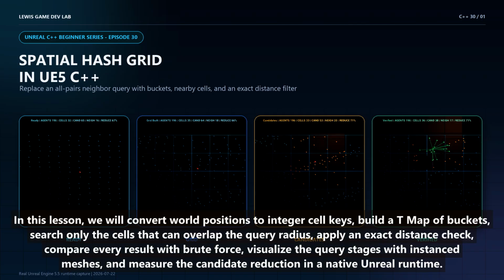In this lesson, we will convert world positions to integer cell keys, build a TMap of buckets, search only the cells that can overlap the query radius, apply an exact distance check, compare every result with brute force, visualize the query stages with instanced meshes, and measure the candidate reduction in a native Unreal runtime.